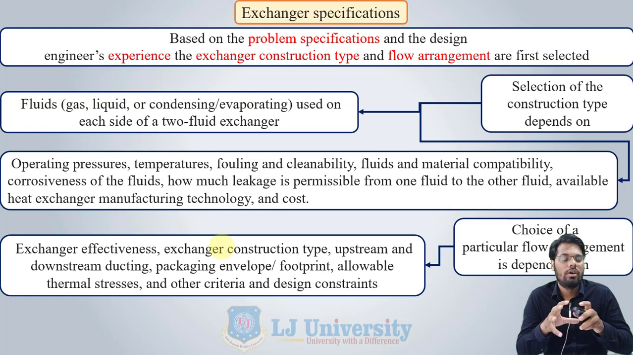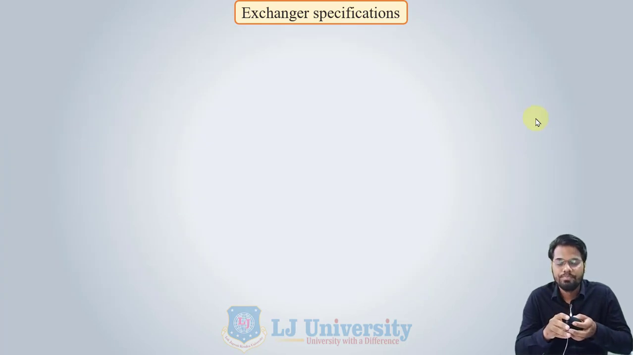Then the choice of the particular flow arrangement is decided, which depends on the effectiveness of the heat exchanger, construction type of the heat exchanger, upstream and downstream ducting, packaging envelope and footprint, allowable thermal stress limit, and other design constraint criteria. So these are the inputs required for the selection of the type of heat exchanger as well as the selection of the particular flow arrangement. This is the input for the flow arrangement, and these are the inputs for the selection of the particular construction or type of heat exchanger.